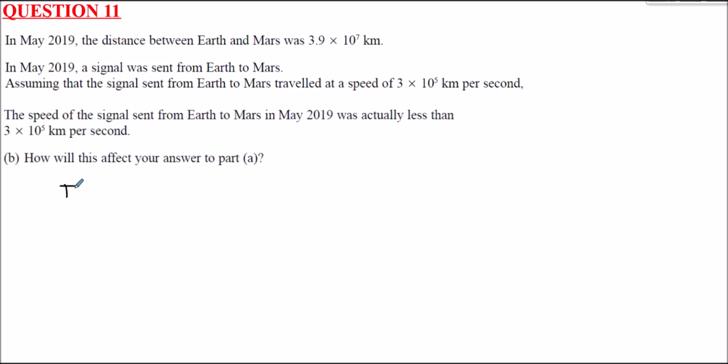So the answer from part A would increase because the time would be longer. So the answer would be greater or bigger. Something along those lines would be absolutely fine to say.